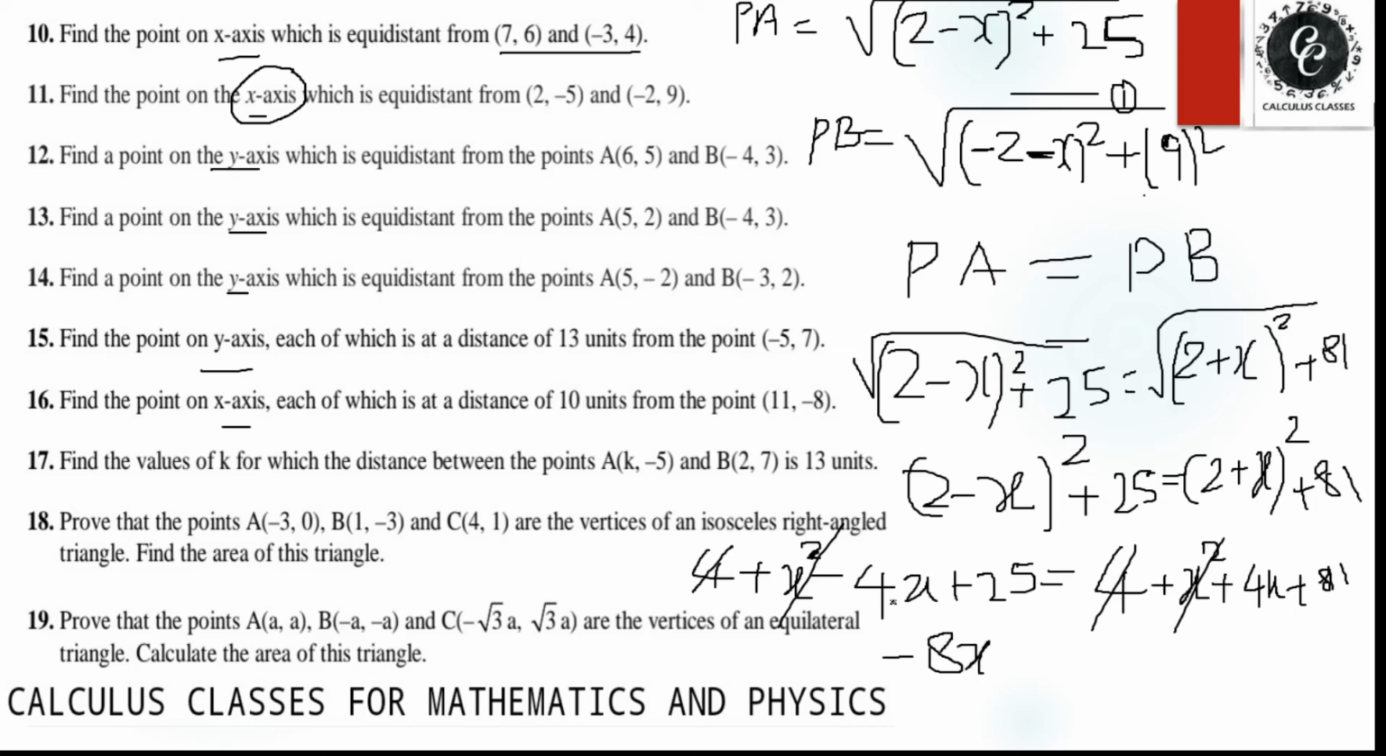4 minus 4 is already here, so minus 4 will come, so it will become minus 4. And I hope you are understanding. And 81 minus 25, what will come? 81 minus 25, 56 will come, plus 56. So the value of x will be minus 7, and the point on the x-axis will be minus 7 comma 0. I hope you understood well.